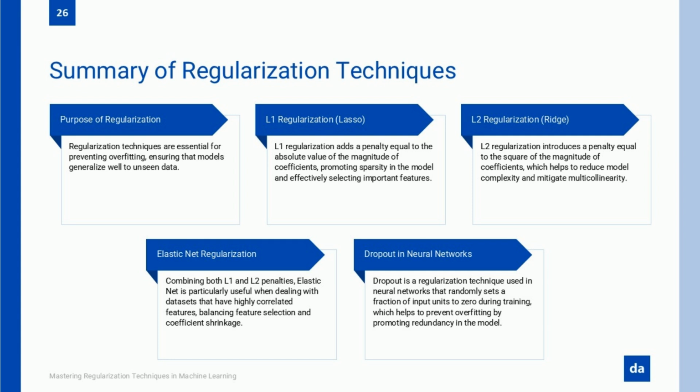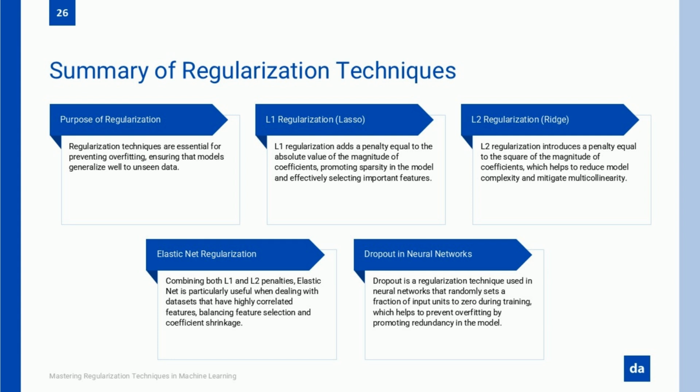3. Elastic net regularization. Elastic net combines both L1 and L2 penalties, balancing feature selection with coefficient stability. Key benefit: handles correlated features better than L1 or L2 alone. Best use case: datasets with many features, especially when some are highly correlated.